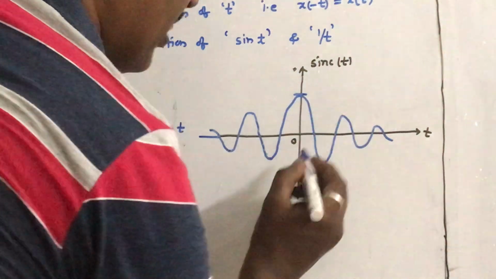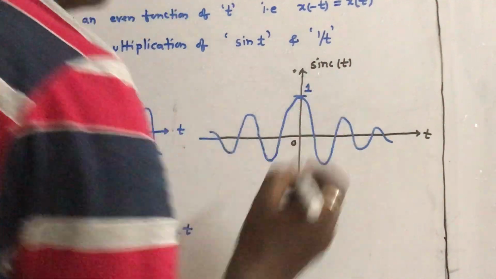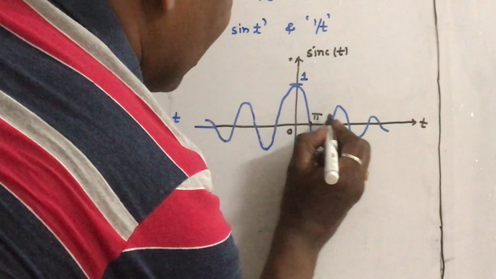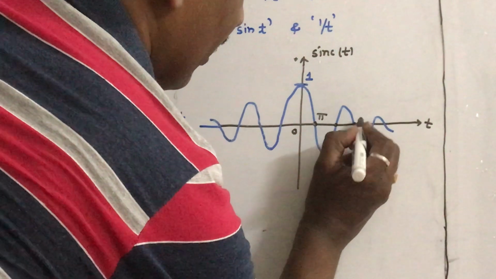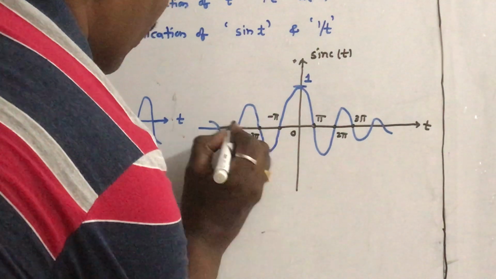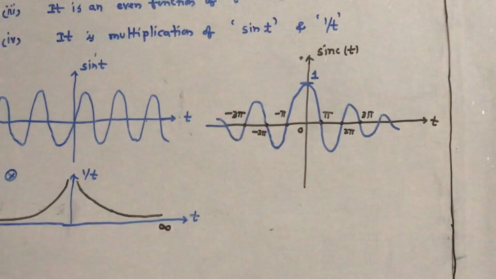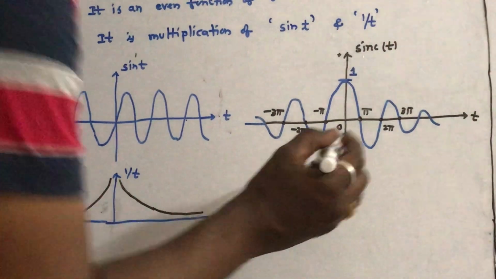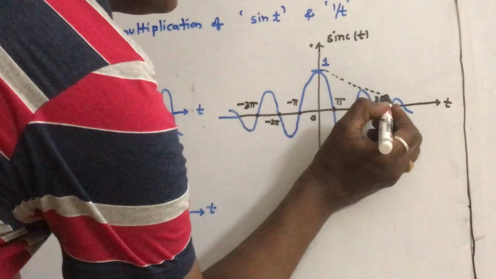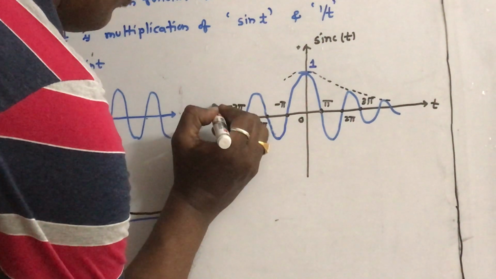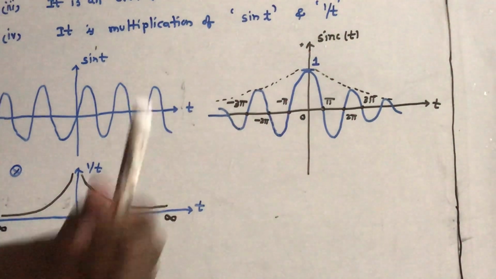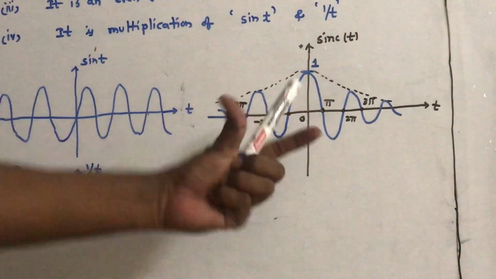As we have mentioned earlier, this function value is 1 at t is equal to 0. This function will become 0 first at pi, and then at 2 pi, 3 pi. On the left side, this function will become 0 at minus pi, minus 2 pi, minus 3 pi because of sine t in the numerator. You can clearly see that the amplitude of the signal decreases with a factor of 1 by t on both sides. So this is the nature of the Sinc t graph, where such a kind of signal is useful.